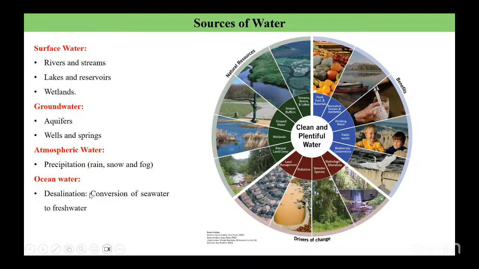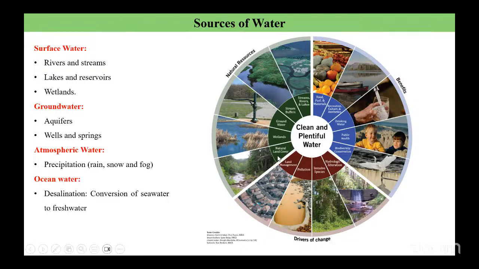Coming to the ocean water, this is another source of water, where in order to use this ocean water, a desalination process has to be done, where seawater is converted to fresh water. So if we look into the picture, these are the natural resources from where we will be getting the water, what the benefits of this are, and what the driving forces are that make water abundance less. All right, so if we look into the picture, what are these natural sources?